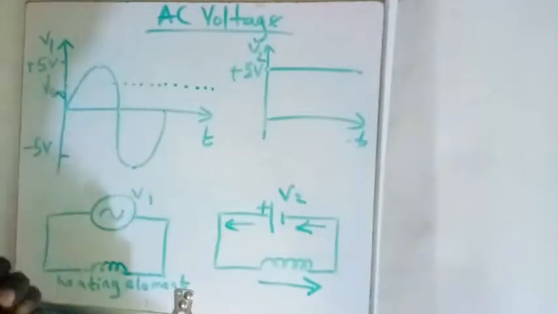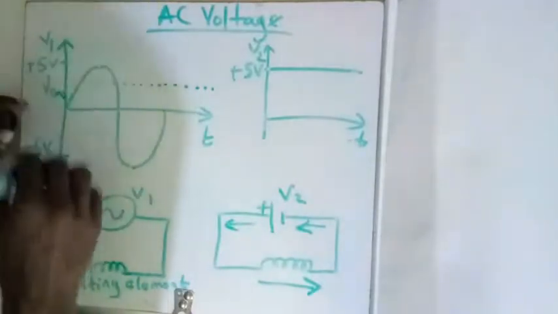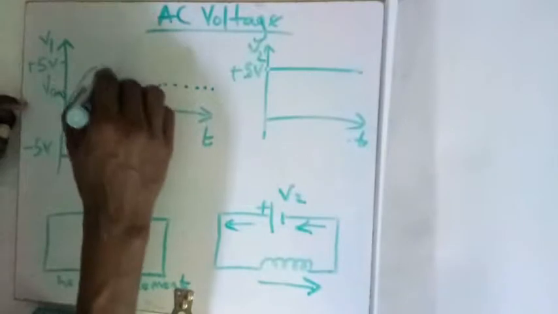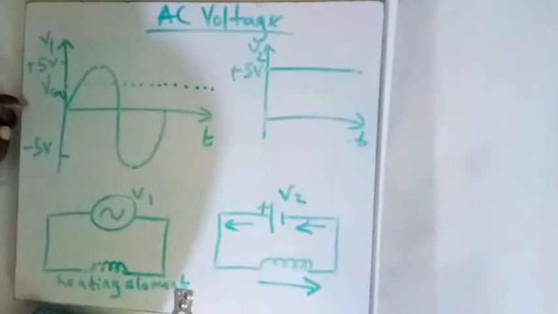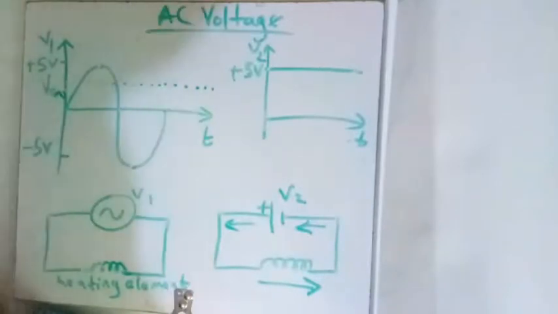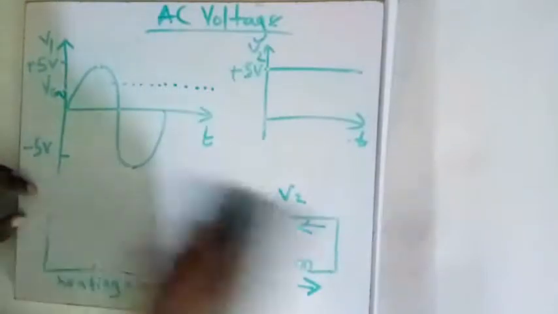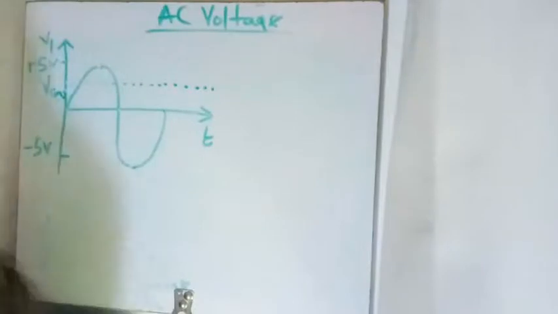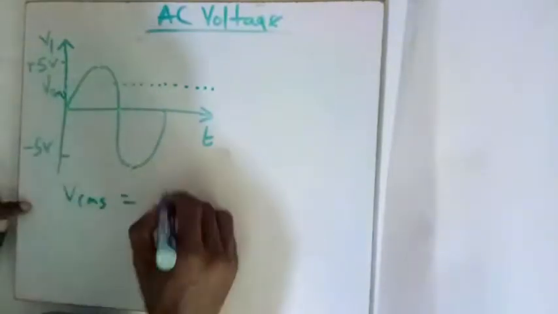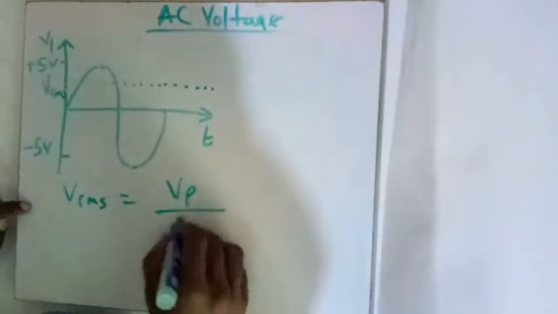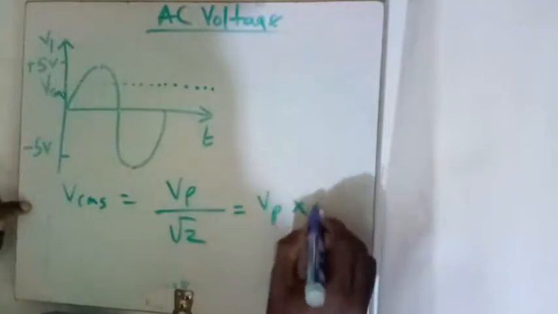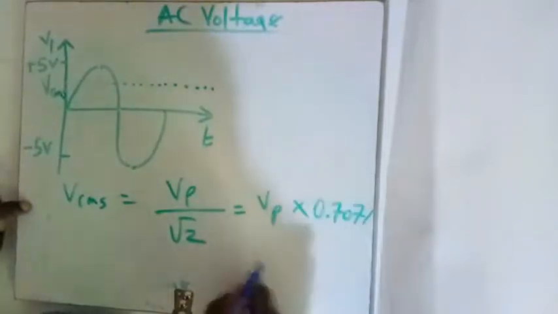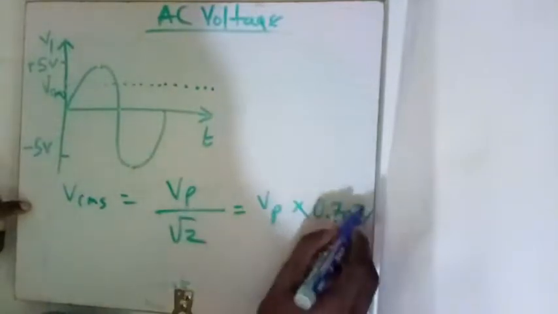That is called VRMS. Although we are seeing 5 to 5 volts AC, in actual fact I can replace this 5 volts AC with a DC of lesser value than 5 volts, and that value is VRMS. So what is VRMS? VRMS is V peak over root 2, or V peak multiplied by 0.7071. That's 1 over root 2, which is 0.7071.